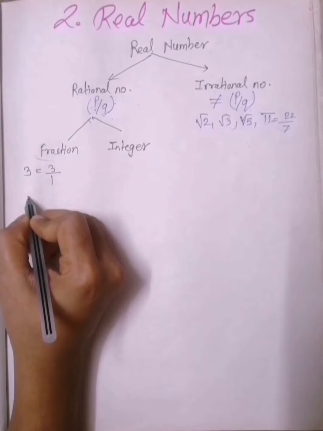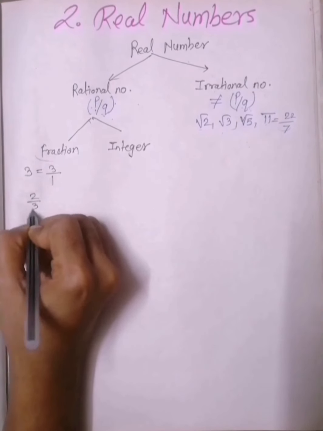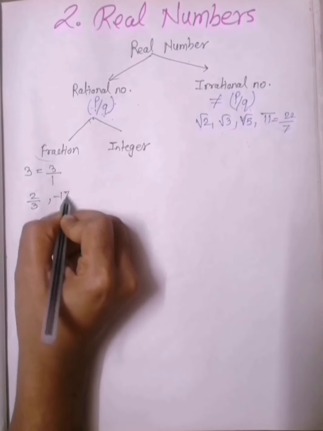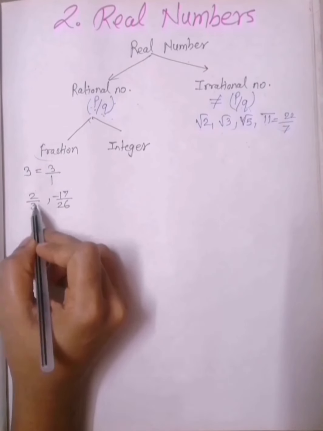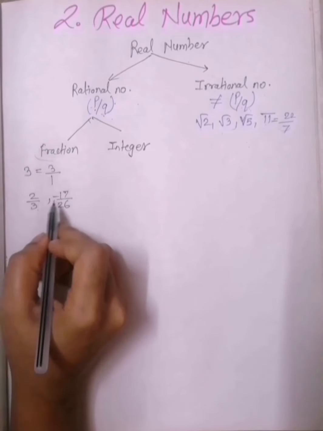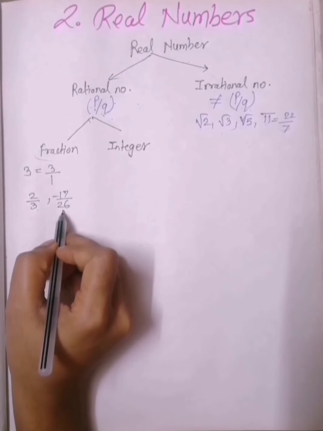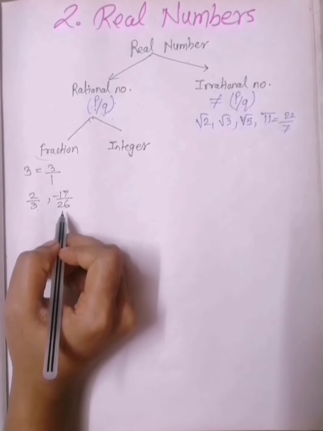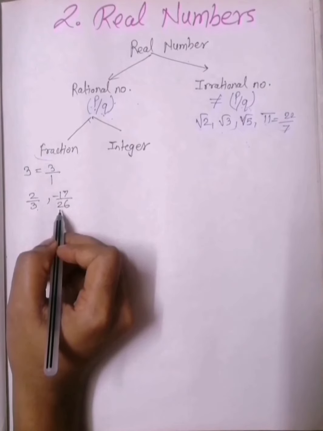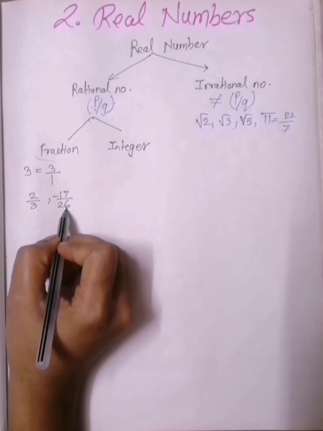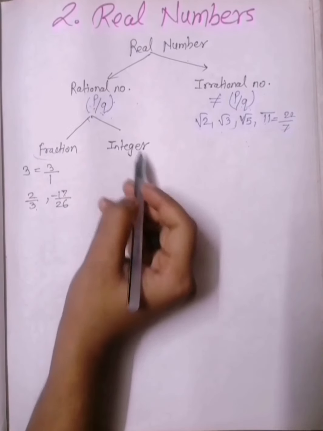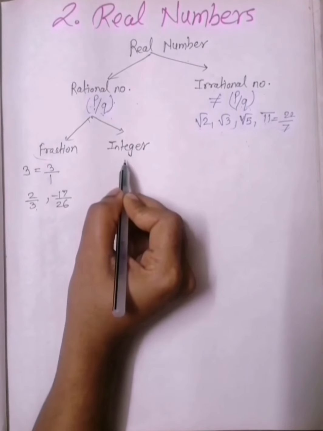Another example is 2 upon 3, comma, minus 17 upon 26. So these 2 and 3 are in P by Q form, and so is minus 17 upon 26. This is a fraction form. Clear, students? Now come to the next one, which is the integer form.